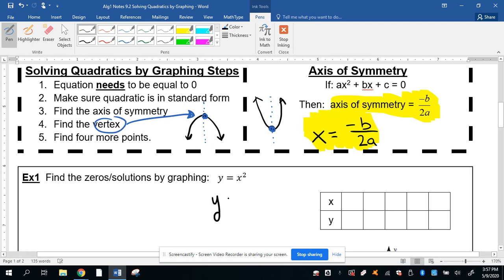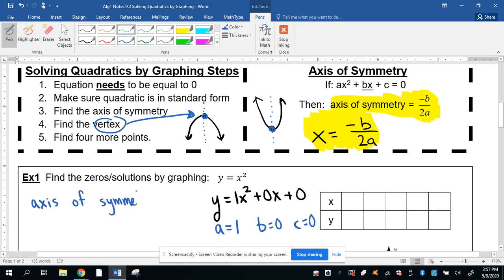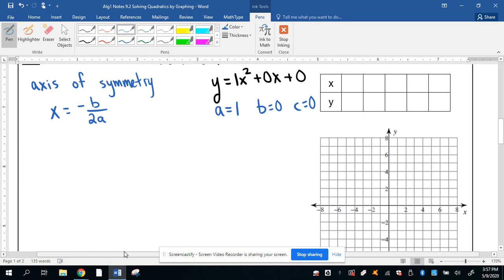So it's in y equals ax squared plus bx plus c. So we now can identify our a is 1, our b is 0, and our c is 0. So our axis of symmetry is the equation x equals negative b over 2a. And so we just have to replace our a and b.